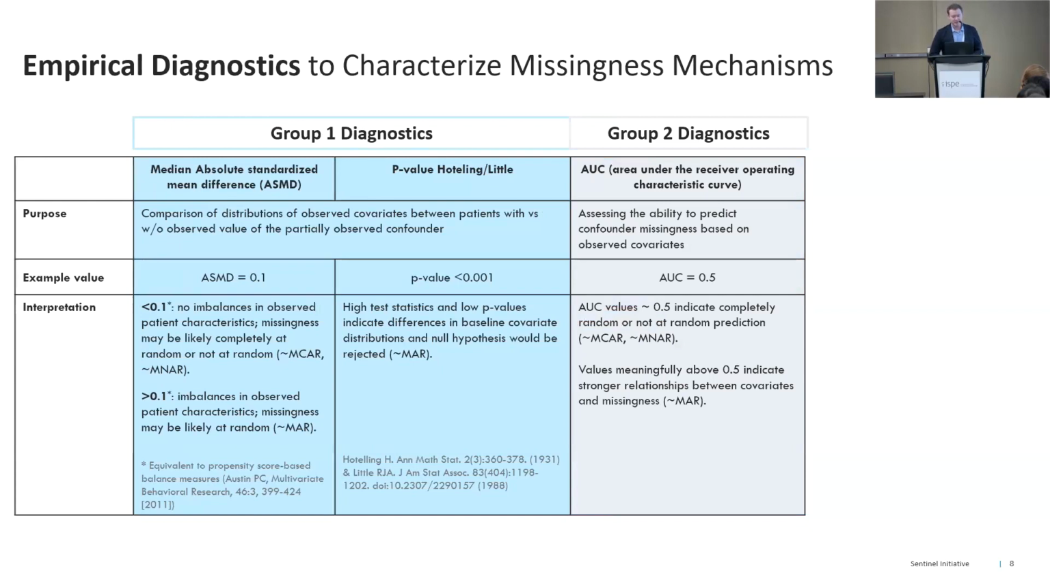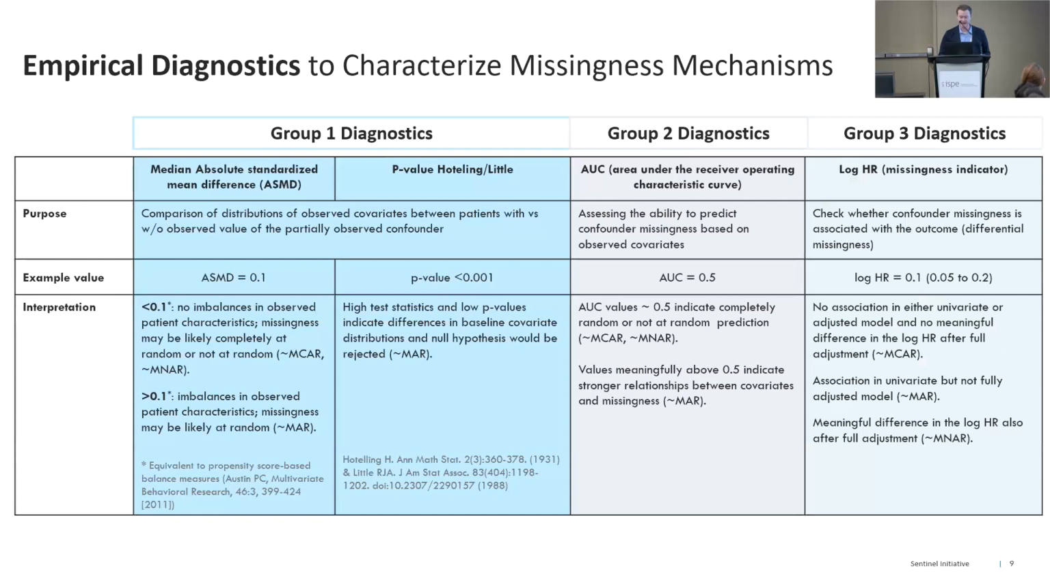In the group 2 diagnostic, we then assessed the ability to predict confounder missingness based on a fitted random forest classification model, for which we assumed that AUC values around 0.5 would indicate a rather random prediction, for which we would then conclude that the missingness follows a missing completely at random or not at random mechanism, because we cannot predict the missingness. And values meaningfully above 0.5 would rather indicate that there are more relationships between the covariates and the missingness, for which we then would assume missing at random.